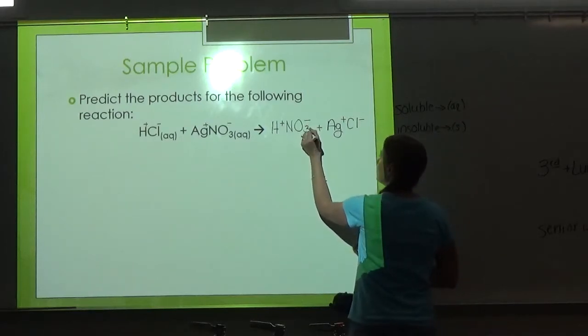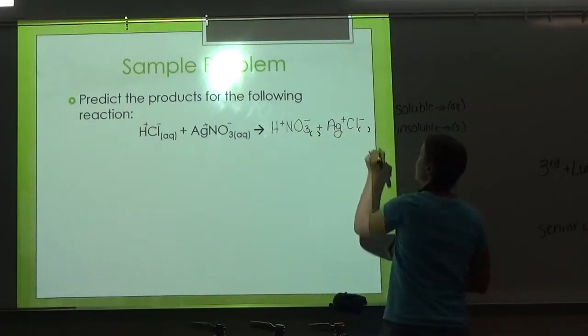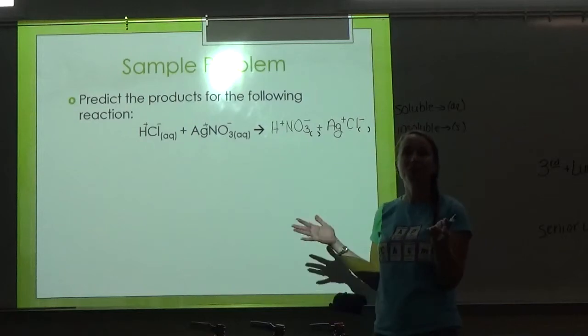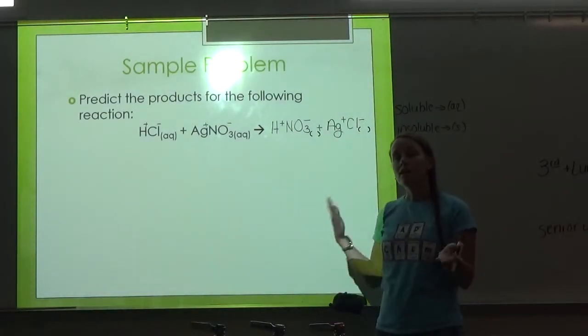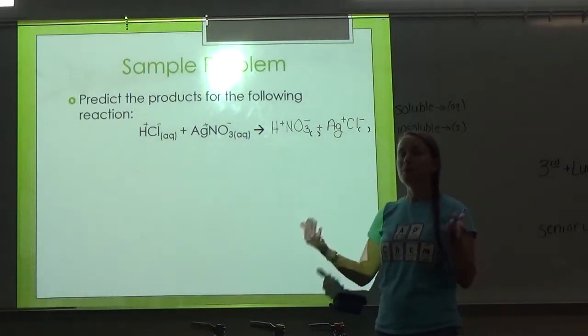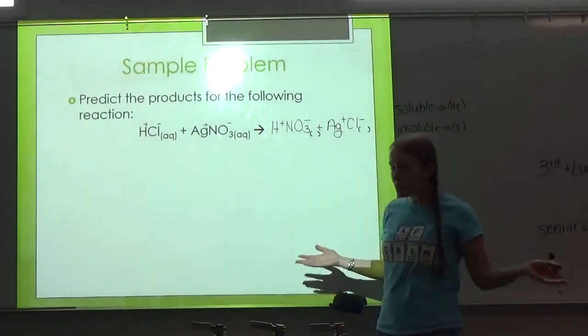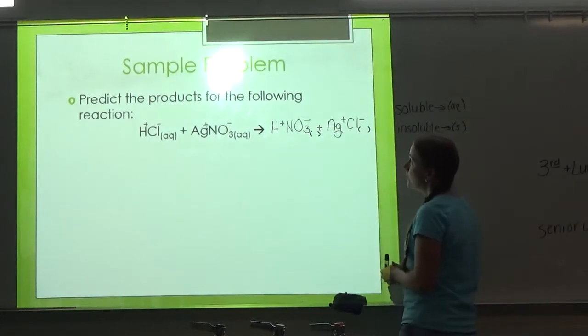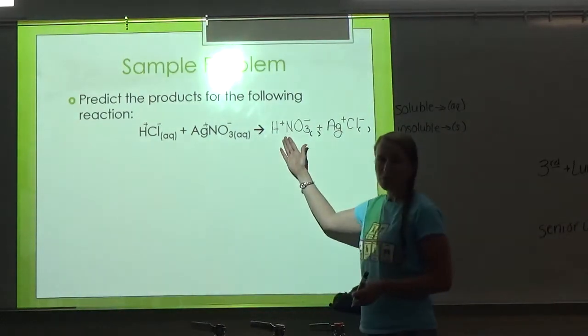Now I need to determine what state of matter my products are so I can figure out if there was a precipitate or not. If one of them becomes a solid, there was a precipitate. If they both remain aqueous, there was no precipitate. All right, so I look at my solubility rules.